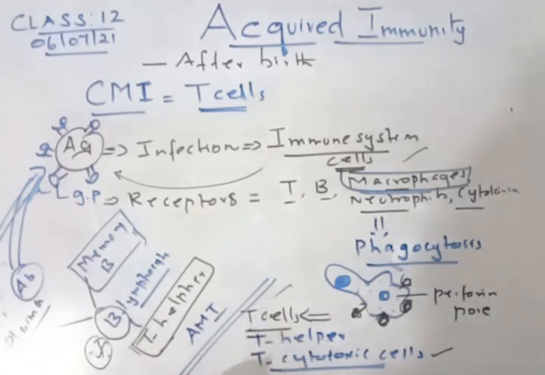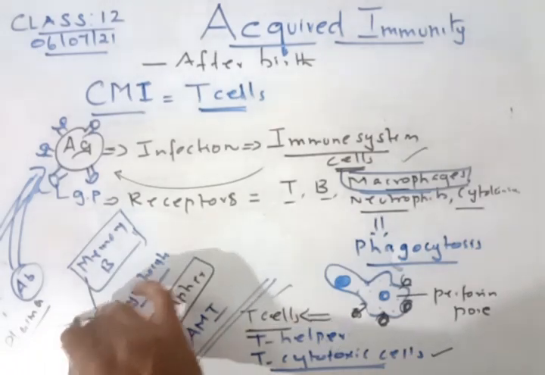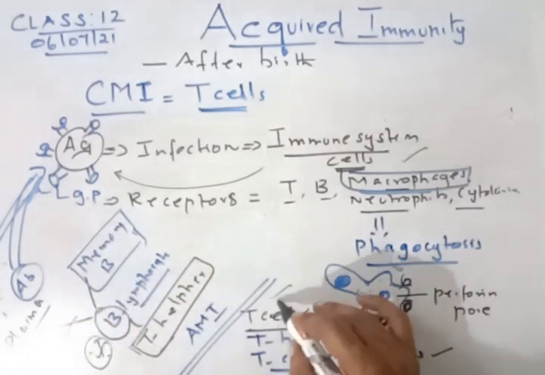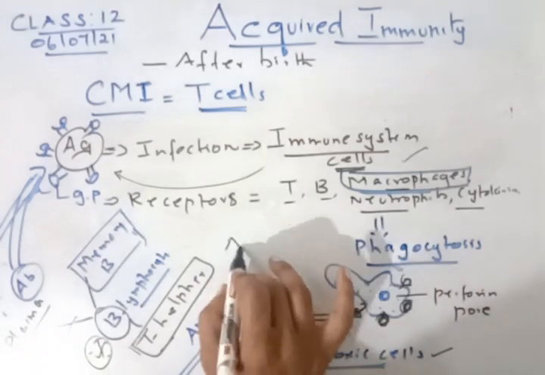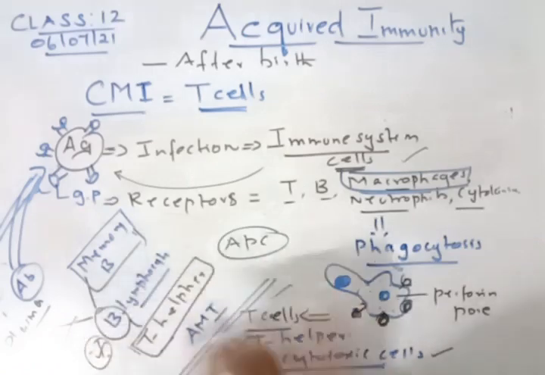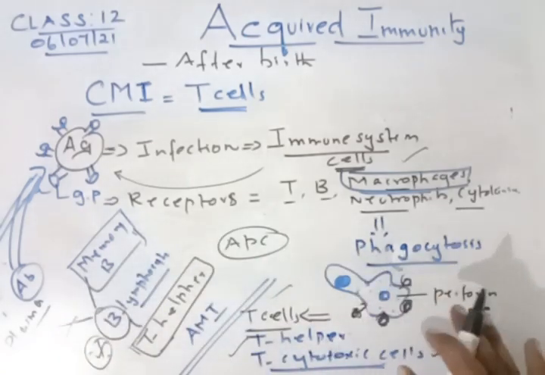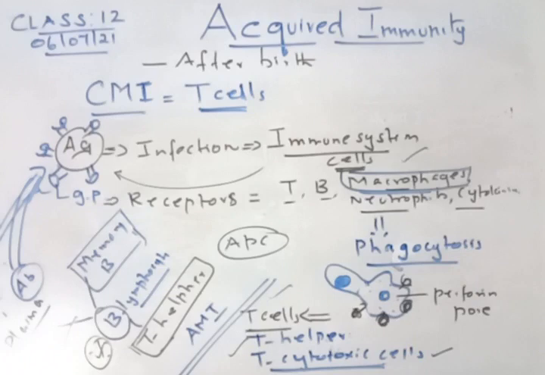So antibody mediated immunity is performed by, as we already studied, the B cells as well as the T helper cell, and this is activated by macrophages. So they are called antigen presenting cells. Macrophages present the antigen on the surface, so they are called antigen presenting cells. Clear? That is the entire acquired immunity. Yesterday we discussed innate immunity, and today we have discussed both innate as well as acquired immunity.